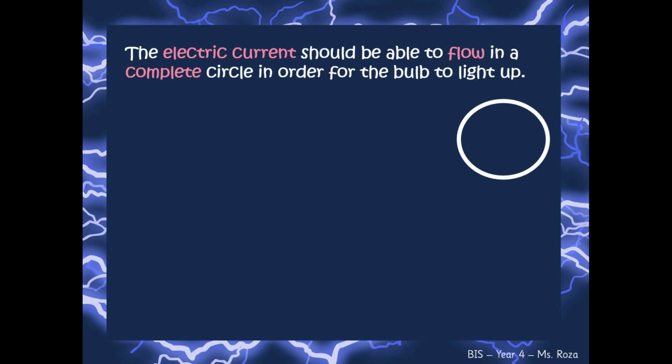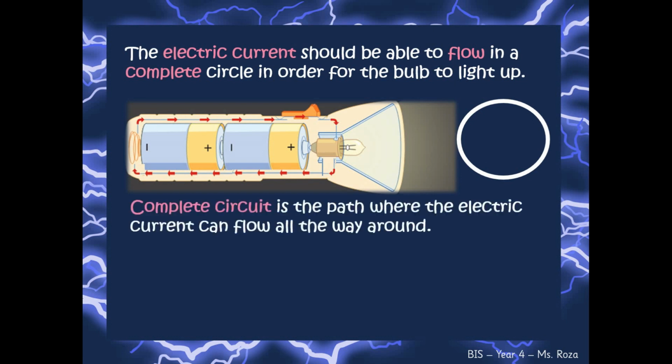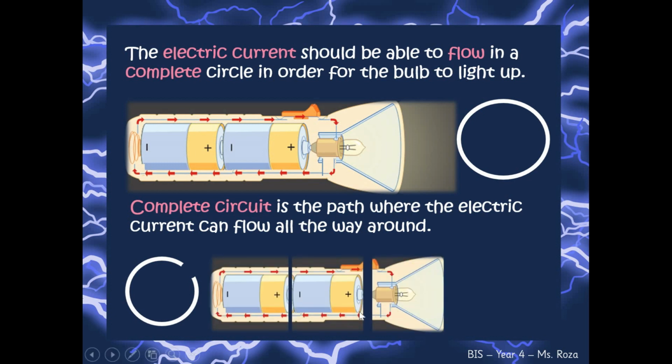We should not have any spaces in the circle or in the circuit we have here, in the flow of energy we have here. Otherwise, the electric current will not be able to flow. So a complete circuit is the path where the electric current can flow all the way around. As we can see, if we have a space in the circle, between the electric current, we will not have any flow of energy anymore and the bulb will not light up.